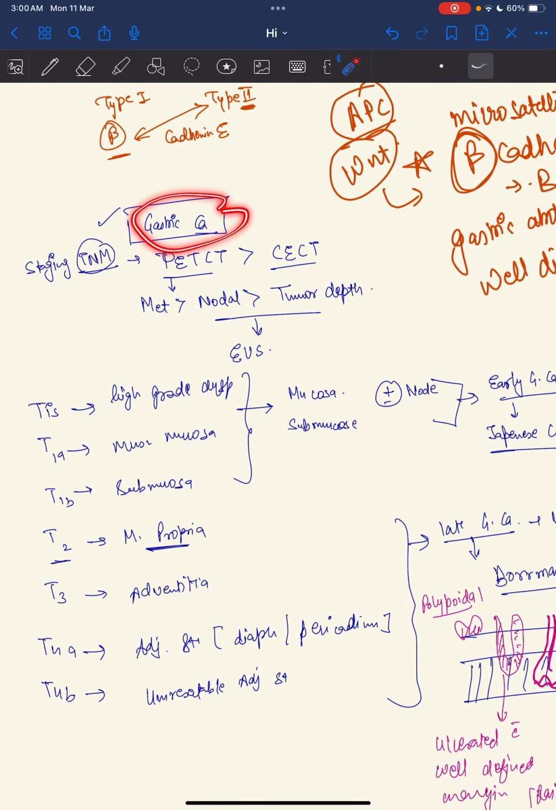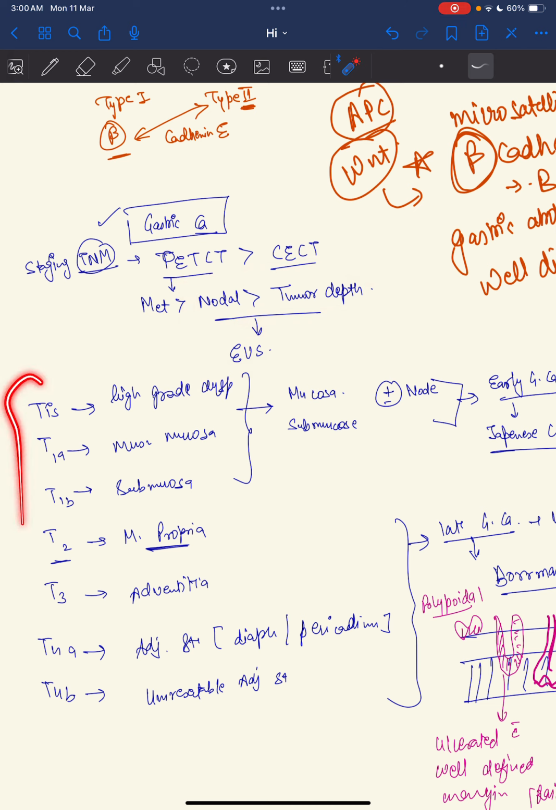For gastric cancer, we'll do the staging, TNM staging. For TNM staging, the best is the PET CT. It's better than the CT because PET CT हमें metastasis बता सकता है अच्छे से. After metastasis, it will show about the nodal staging and the tumor depth. Okay, और ये भी more accurately हम लोग endoscopic ultrasound से कर सकते हैं.